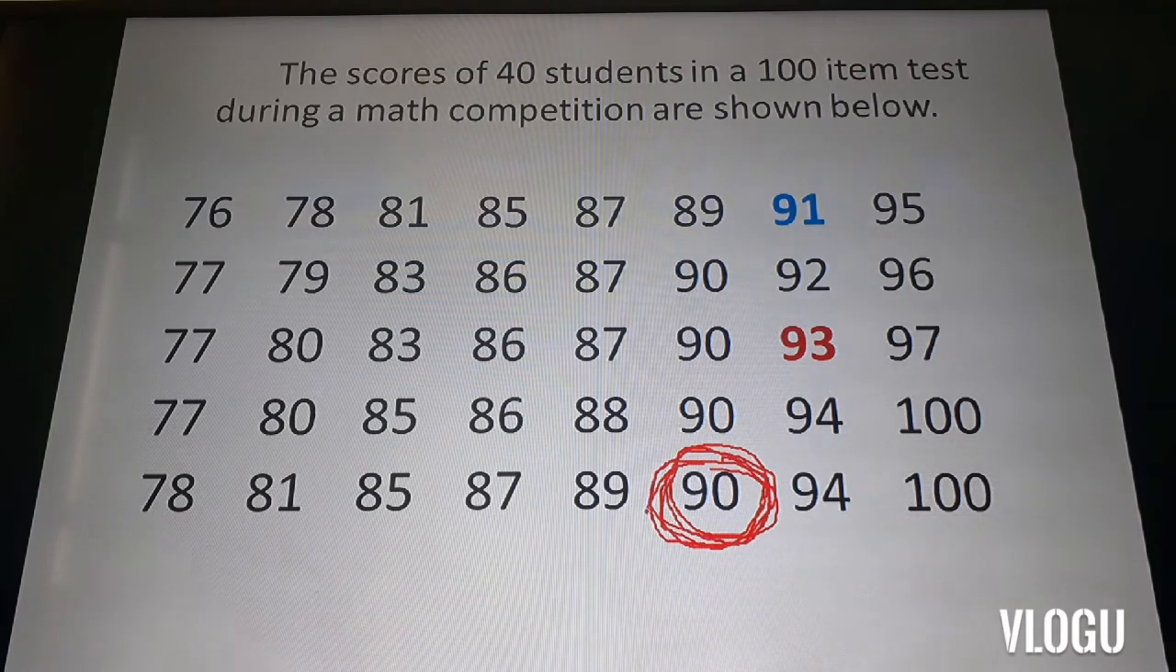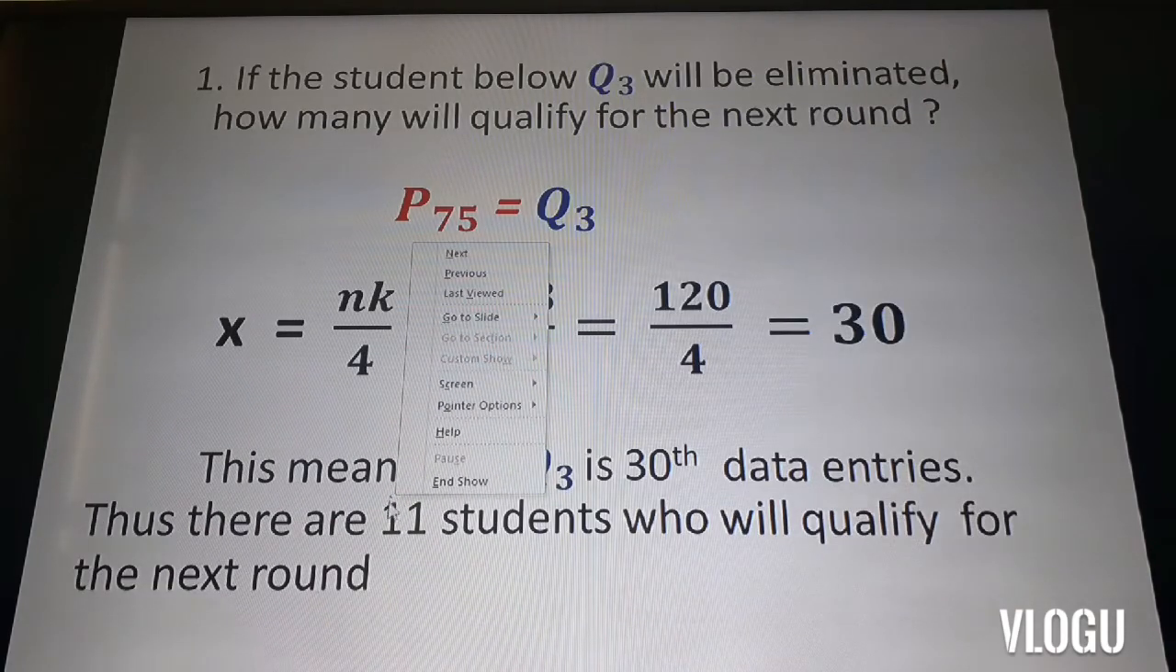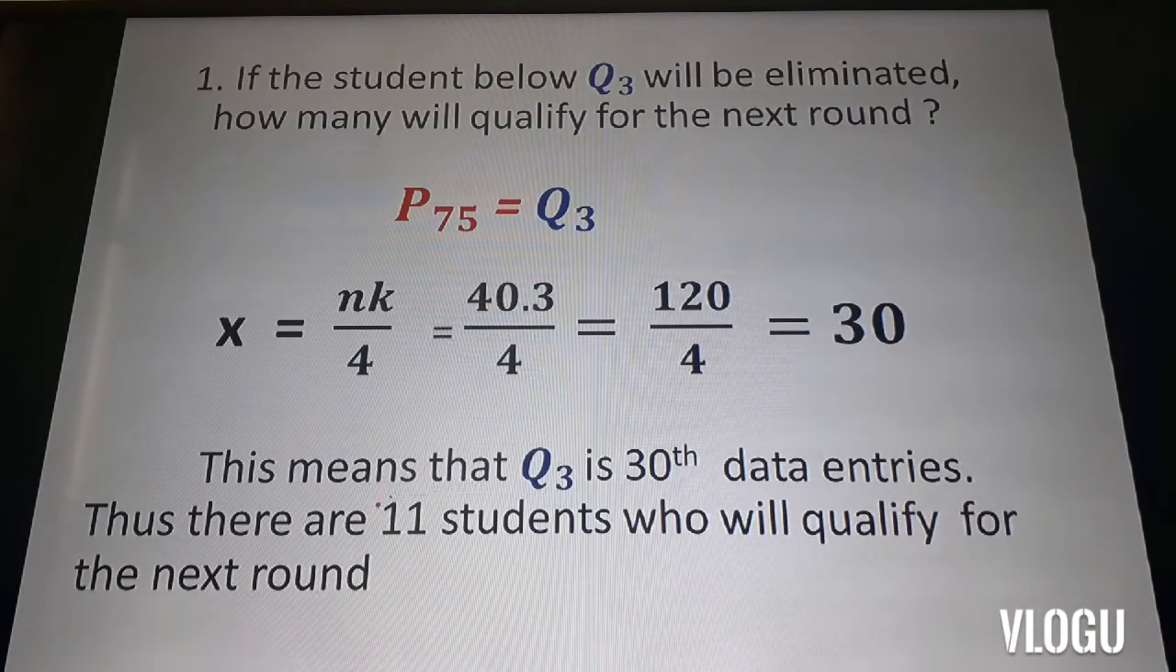And therefore, there are 11 students who will qualify for the next round of the given competition if those below quartile 3 are eliminated.